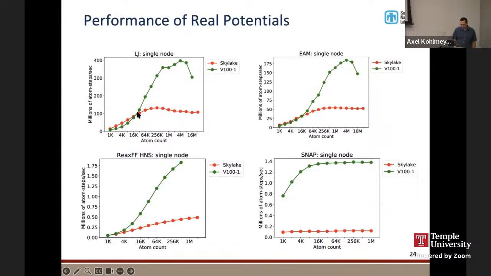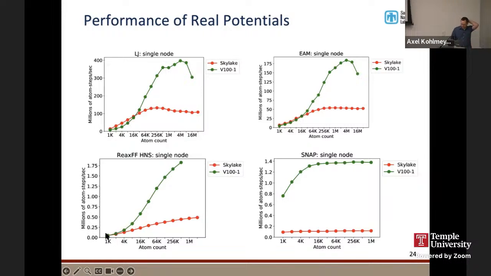So you can see that you need about 500,000 atoms to saturate a V100 if you're using Lennard-Jones. The CPU is a lot more constant, but still, you need maybe 32K atoms to saturate. But if you don't have enough work for the GPU, you're not going to get optimal performance. So in this case, ideal scaling is a straight line. For EAM, it's similar. For ReaxFF, we do a little bit better.